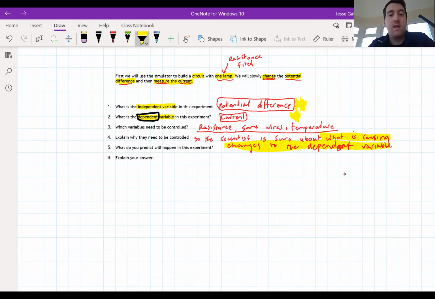Okay. Now, the next two are going to be your personal predictions. What we call a hypothesis. You're going to be making a hypothesis here, which is a prediction before you do the experiment about what is going to happen. Before you do, just go back and read the actual brief again. What are we going to be doing?